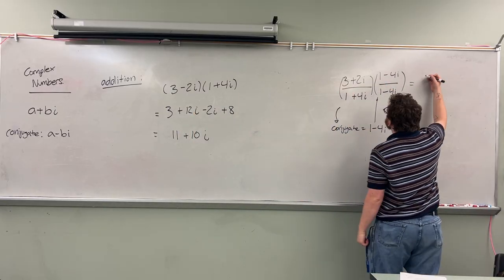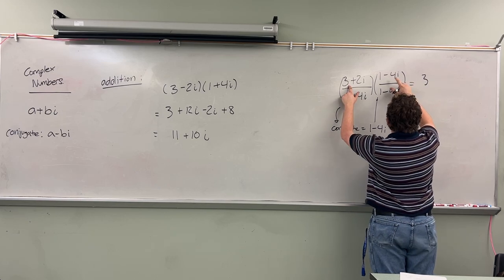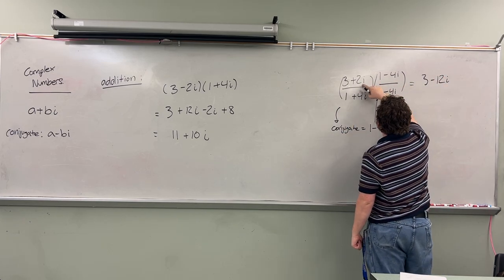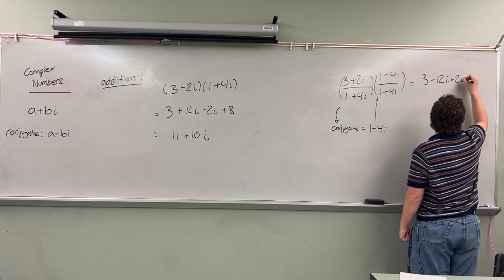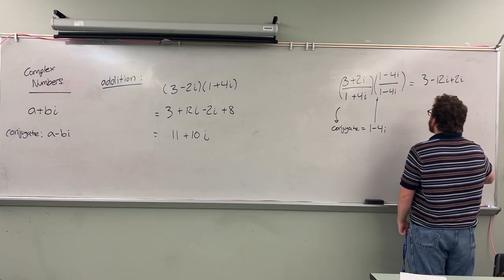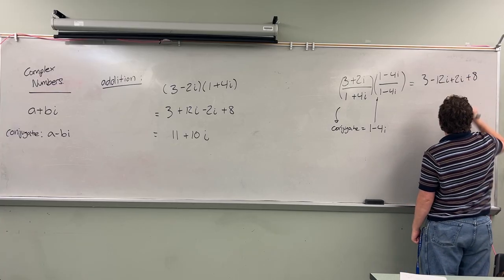3 times 1 is 3. 3 times negative 4 is minus 12, and there's an i there. 2i times 1 is 2i. And 2 times negative 4 is negative 8, but i squared is negative 1, so I get a plus 8.